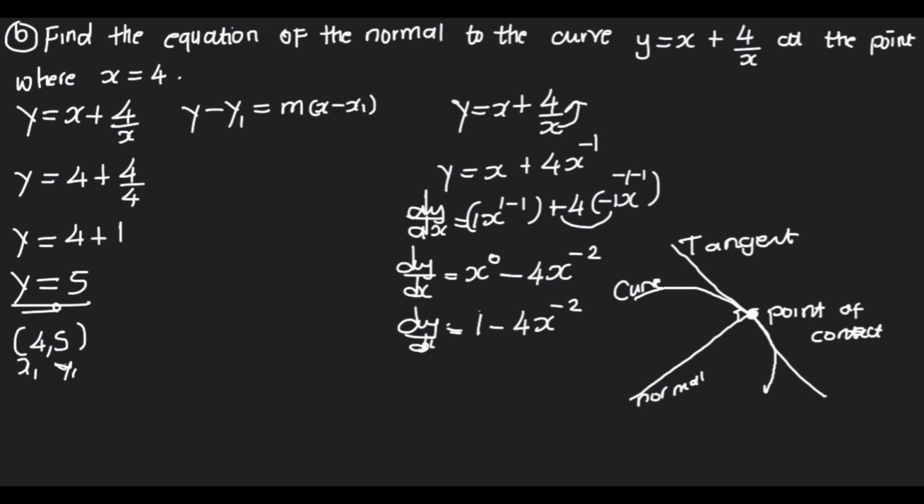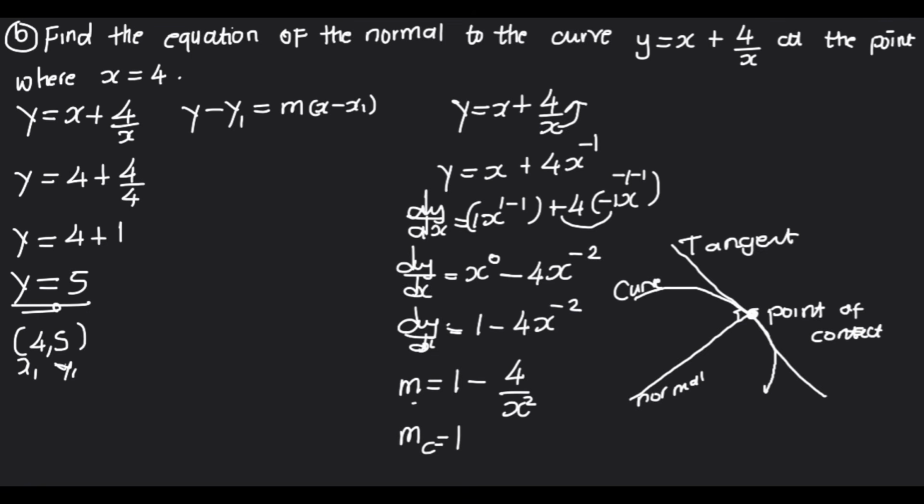Now after we are done differentiating, since we have a negative index here, we need to convert it into a positive by taking it back to the denominator part. But where there is dy over dx, we put the m for gradient. Then it's 1 minus 4 over x raised to the power 2. Now let's find the gradient. So the gradient that we are solving here is the gradient for the curve.